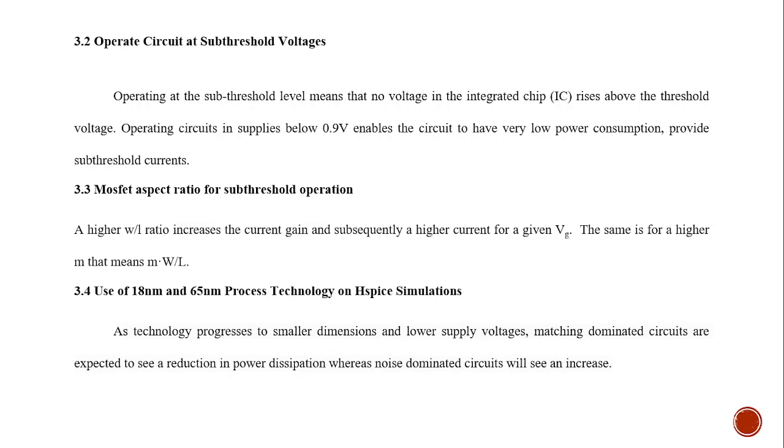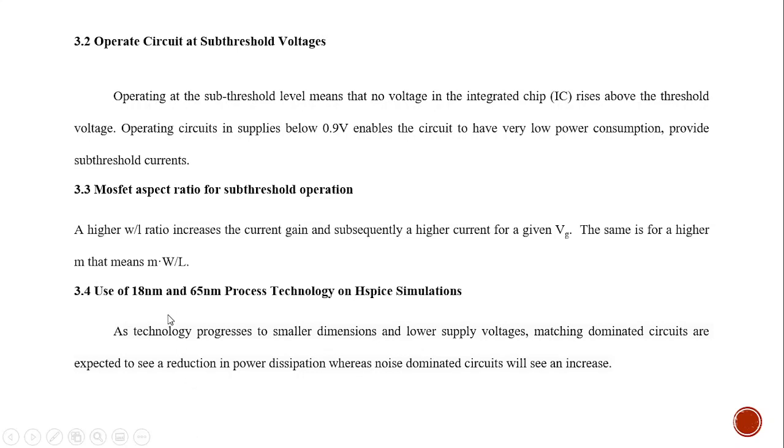Another consideration we're going to take is the MOSFET aspect ratio for sub-threshold operation. A higher aspect ratio increases the current gain and subsequently gives a higher current for a given VGS. The same is true for a higher M, that means M times the aspect ratio. We also take into consideration the technology that we use, which is a 0.18 micrometer and a 65 nanometer process technology.